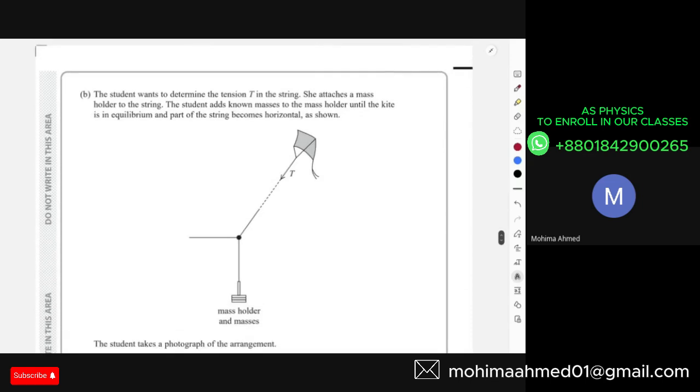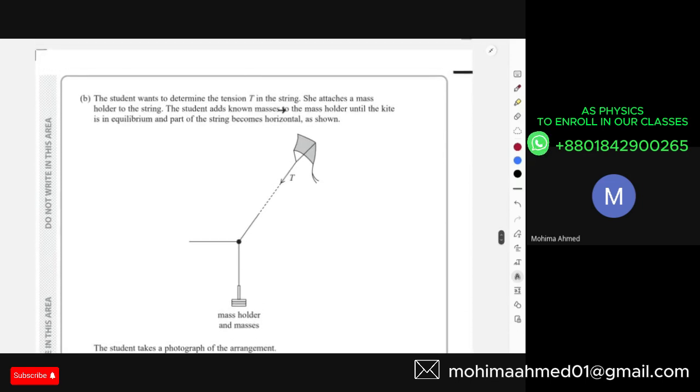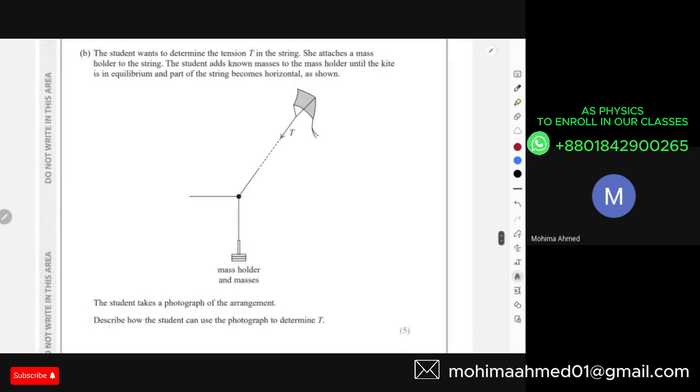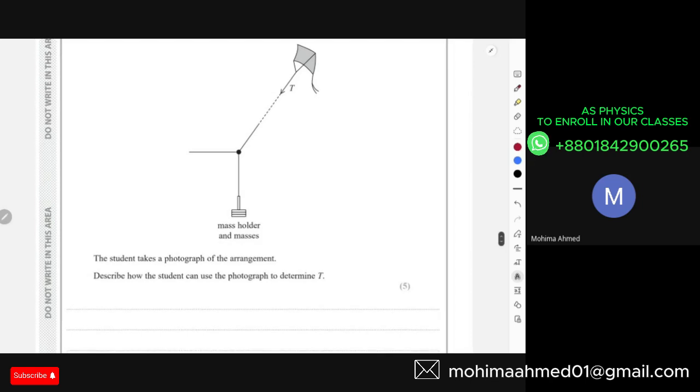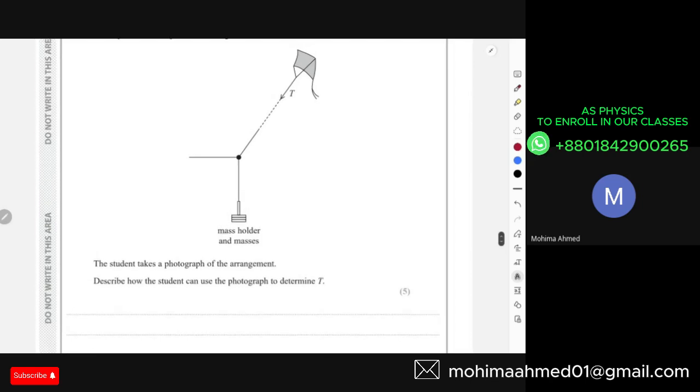After this, if we move now to part B, the student wants to determine the tension in the string. She attaches a mass holder to the string. The student adds masses to the mass holder until the kite is in equilibrium and part of the string becomes horizontal as shown. Okay. So this is how the entire thing would look. And now it says the student takes a photograph of the arrangement. Describe how the student can use this photograph to determine the value of T.